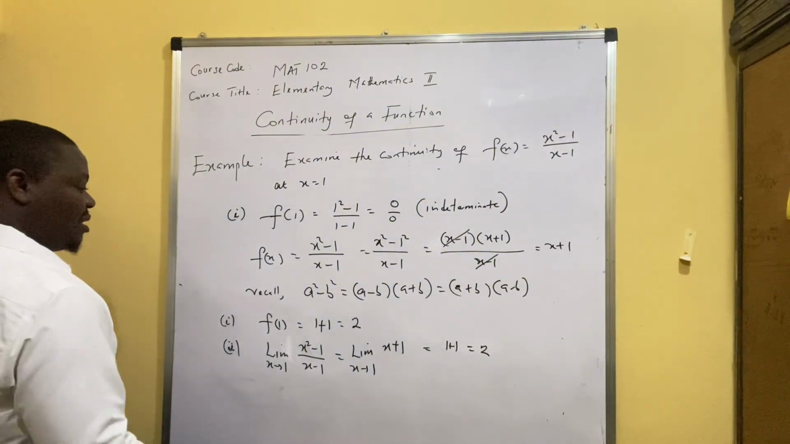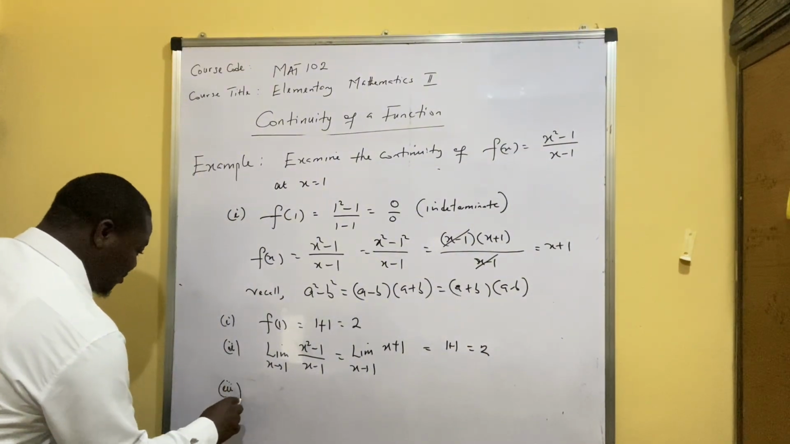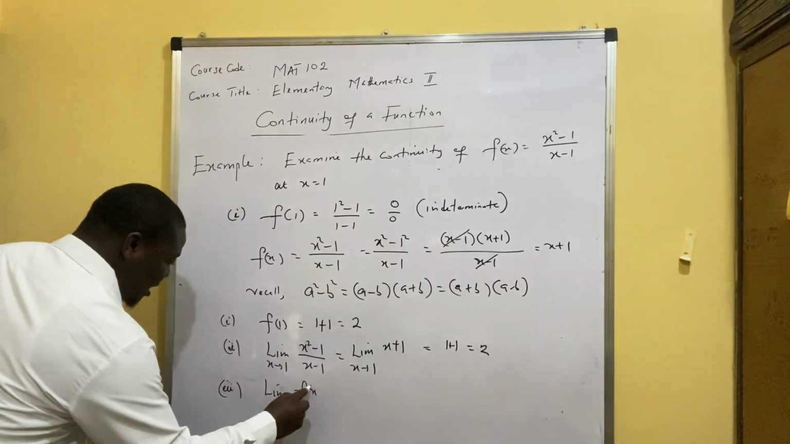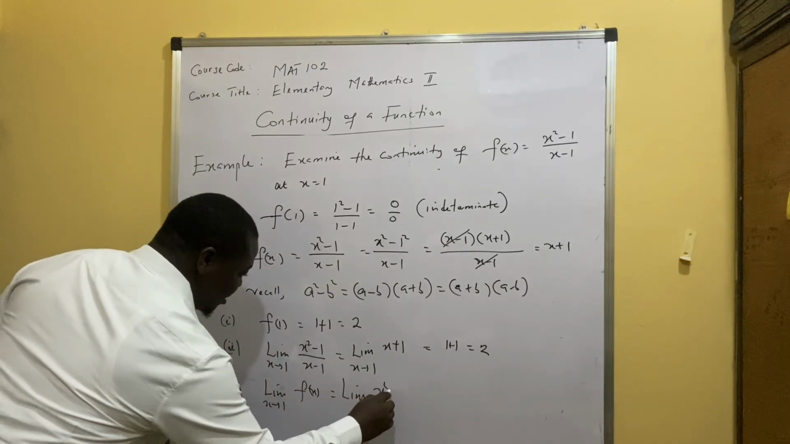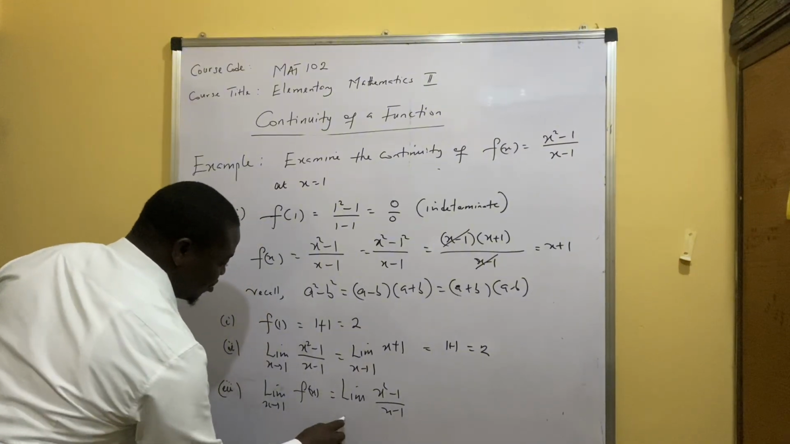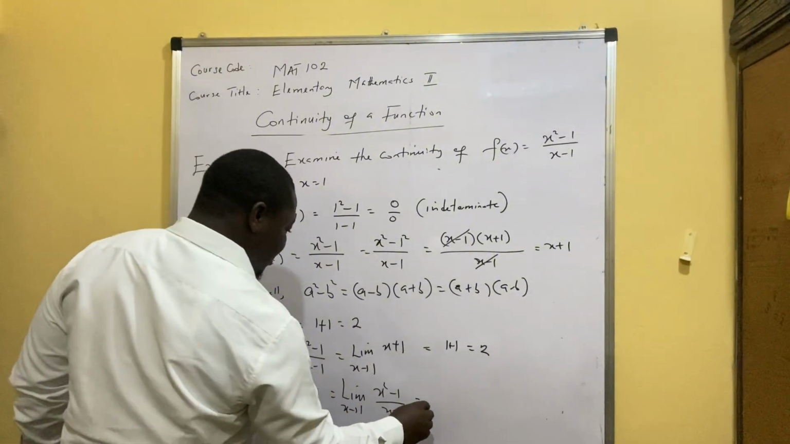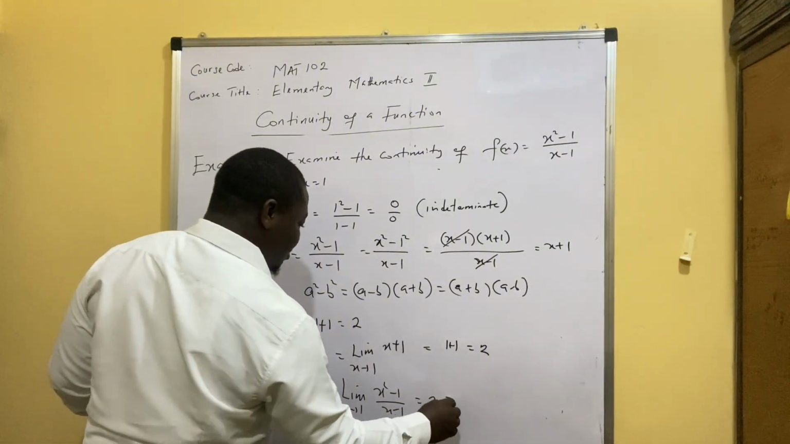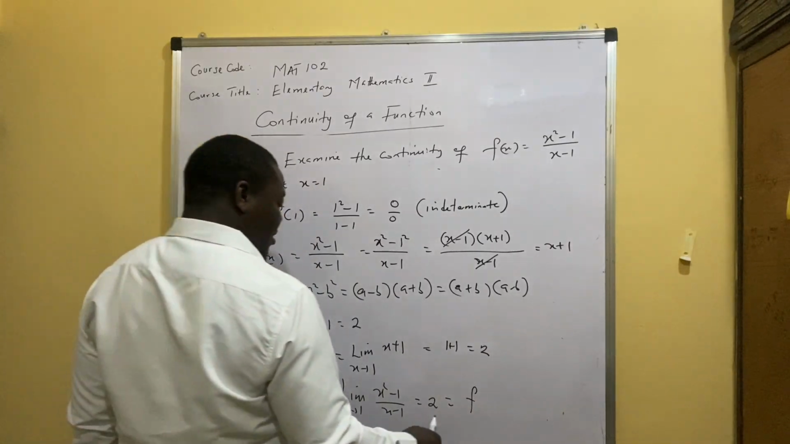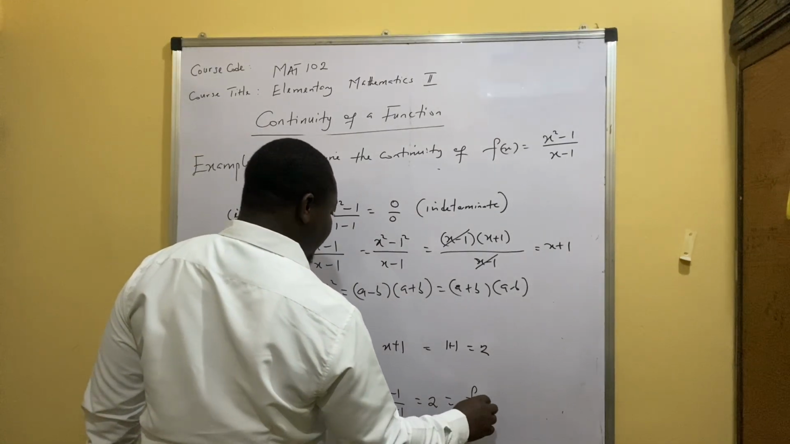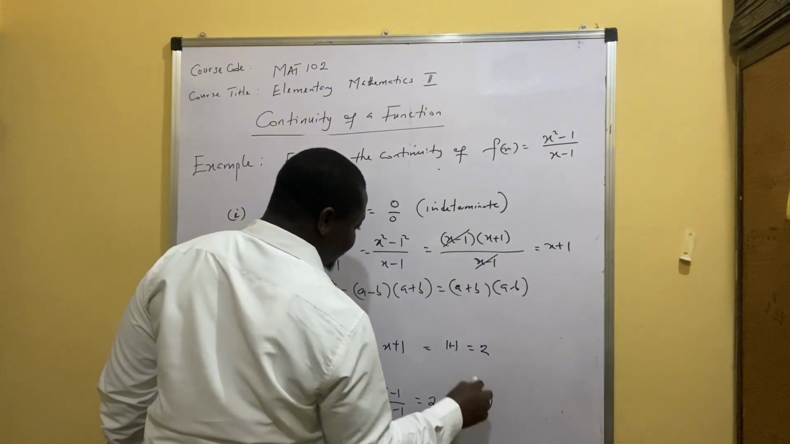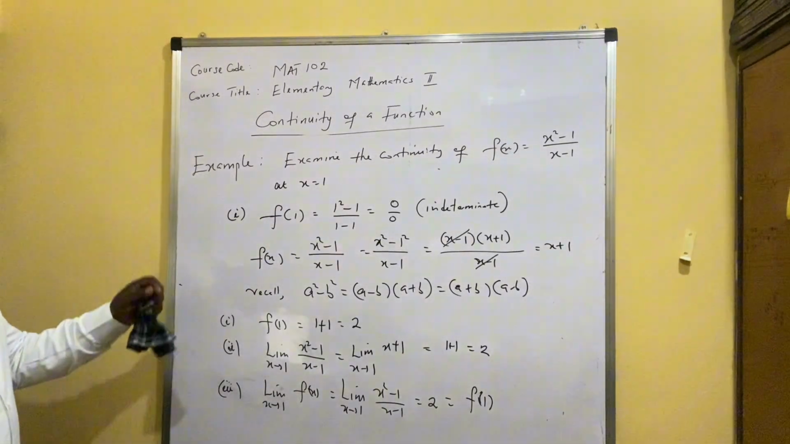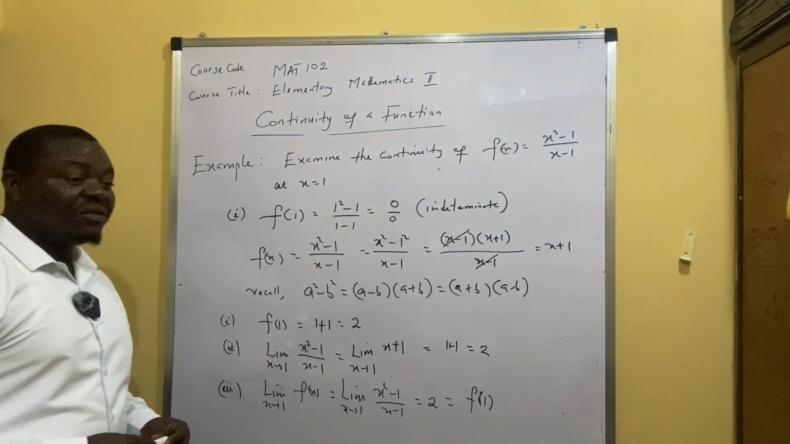2. So clearly, we will see that the limit of f of x as x tends to 1, which is equal to the limit of x squared minus 1 over x minus 1 as x tends to 1, is now equal to 2, which is equal to f of 1, after we redefine the function, okay?